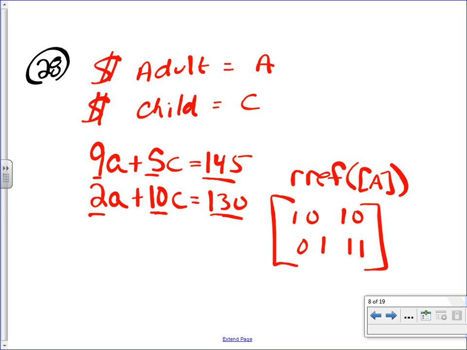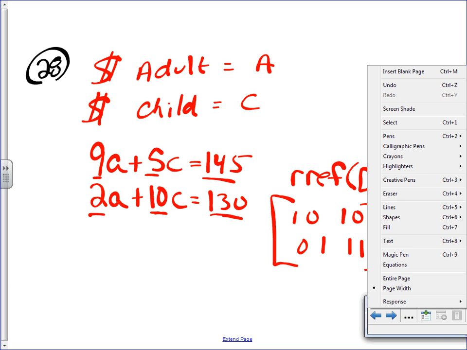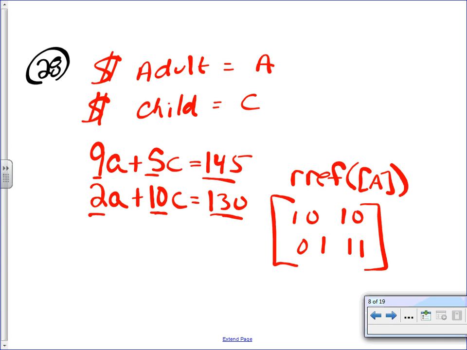So what does that mean for us? That's right. These 2 numbers right here represent our solution. So that 10, the 10 is what? The adult or the child tickets? The adult. So for 1 adult, it's going to cost $10. 1 child, $11. That's what those 2 values are, 10 and 11.